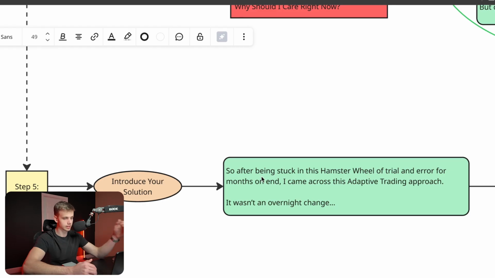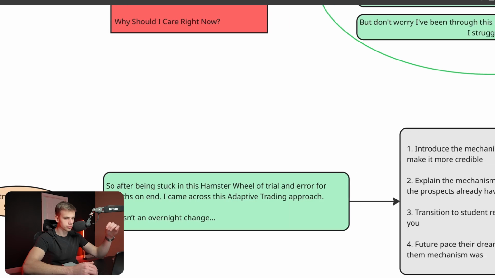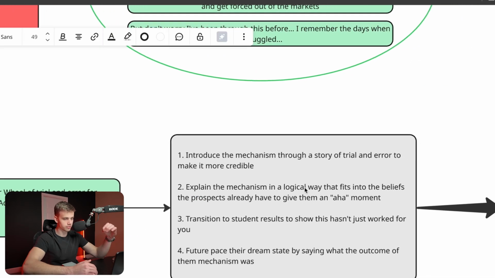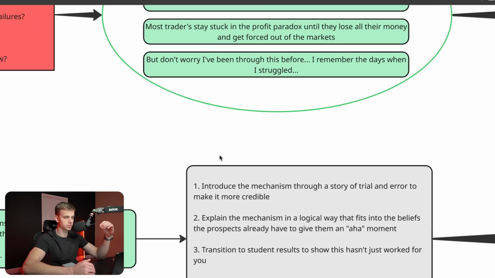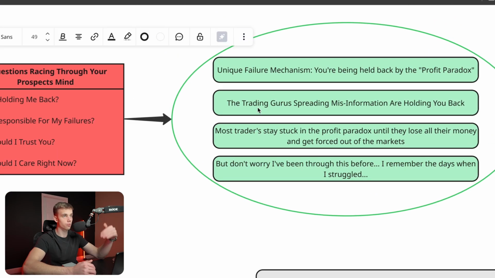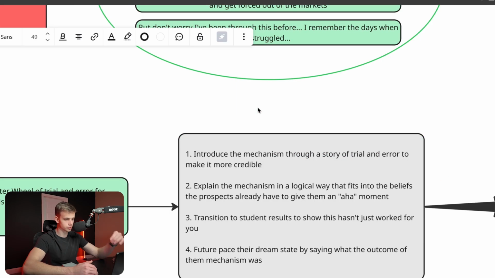is saying things like, so after being stuck in this hamster wheel of trial and error for months on end, I came across this adaptive trading approach. It wasn't an overnight change, and what happened was blah, blah, blah. When you're introducing your solution and you're explaining the epiphany bridge, you need to introduce the mechanism through a story of trial and error, right? Because here we created credibility by saying, I went through this. And then when you start introducing the solution, you say, and this is how I found the solution. And you need to be detailed there.